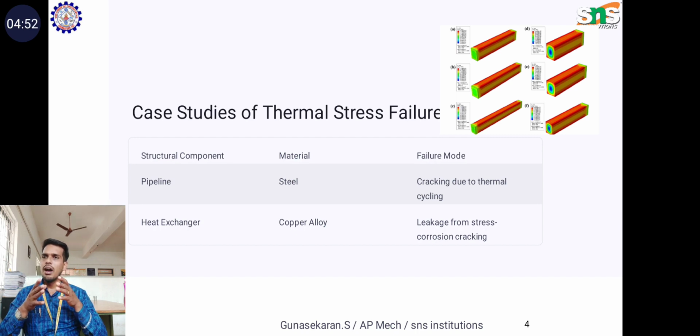This incident underscores the importance of considering thermal stress in engineering design to prevent failure and ensure the safety and reliability of infrastructure and aerospace systems.